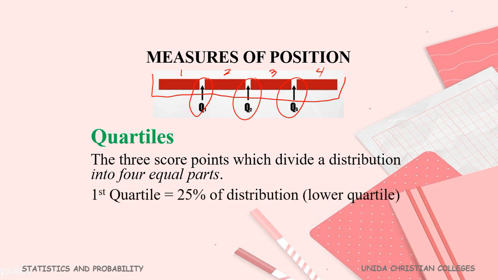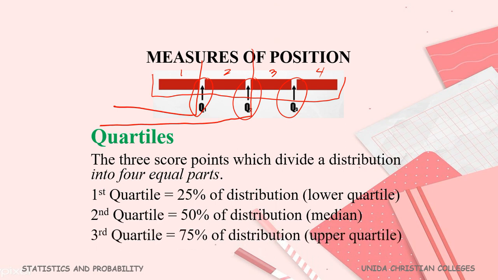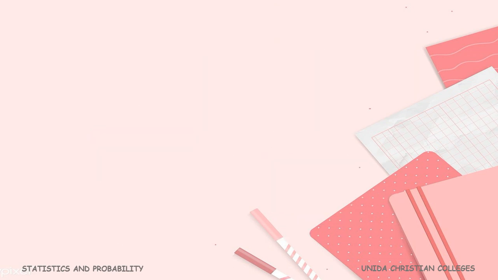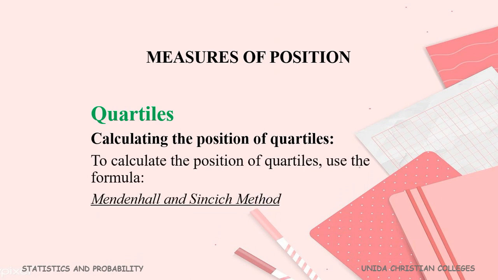So, your first quartile is the 25% of the given distribution. Nasaan po yun? Ito po. Yan yung 25%, which is also known as the lower quartile. Next, second quartile is the 50% of your distribution. Asa naman yun? Ito naman po yun, which is also known as the median. And last is the third quartile, which is the 75% of your distribution, which is also known as the upper quartile.